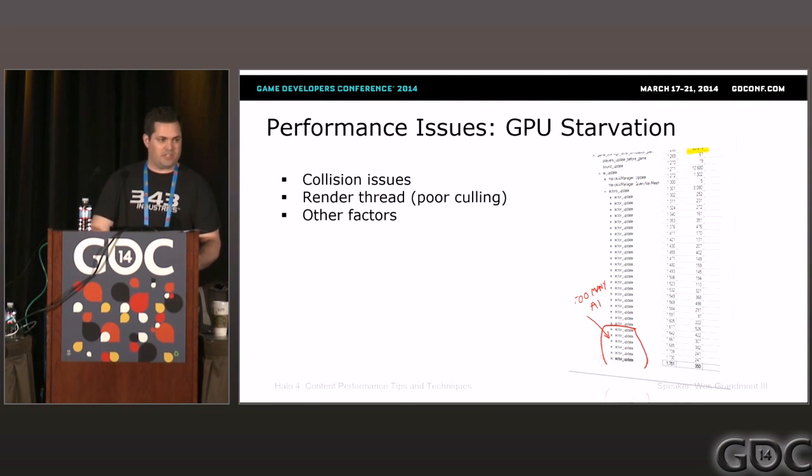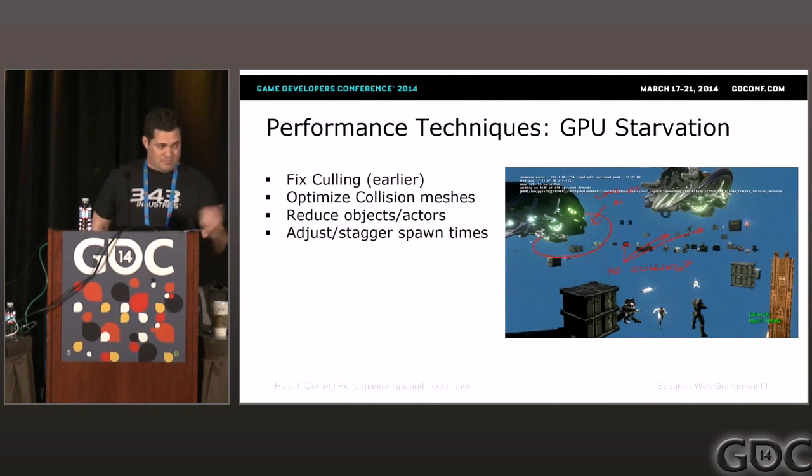So I mentioned at the beginning of the talk GPU starvation. There are a lot of cases where your GPU is not your bottleneck, it's your CPU. This can be due to a variety of issues: slow collision, poor culling, just too many AI simulating, all of which contribute to GPU starvation. So, ways to fix that.